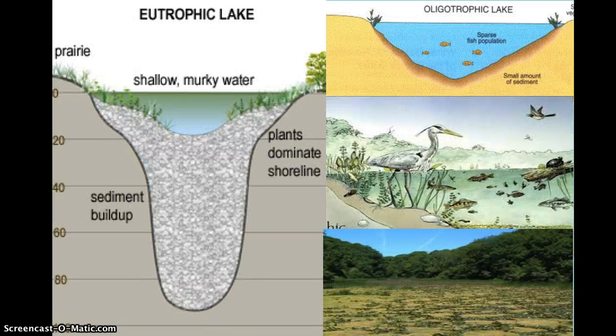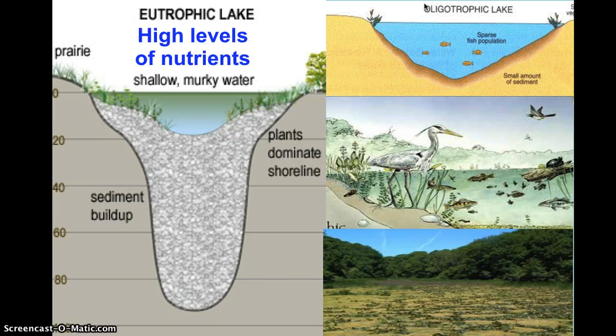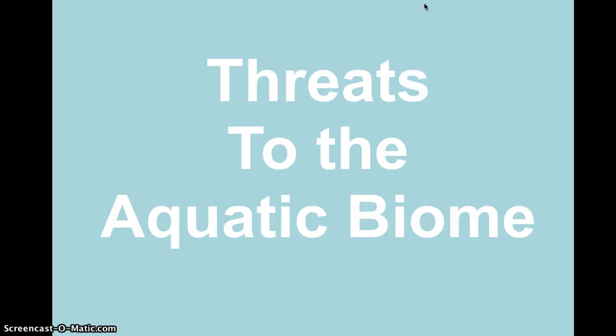Then you've got the eutrophic lake, which has a high amount of nutrients and sediment buildup, and it's shallow, murky water. So the water turns a little darker. And on the bottom right, you see a picture of an excessively eutrophic lake, which is known as hypereutrophic. And I'm going to talk about that again in a little bit, about what leads to these hypereutrophic conditions. I'll talk about threats in a minute.